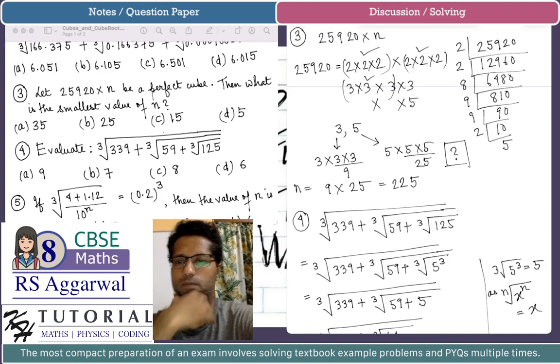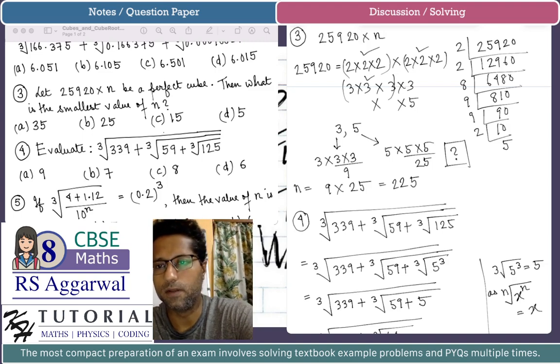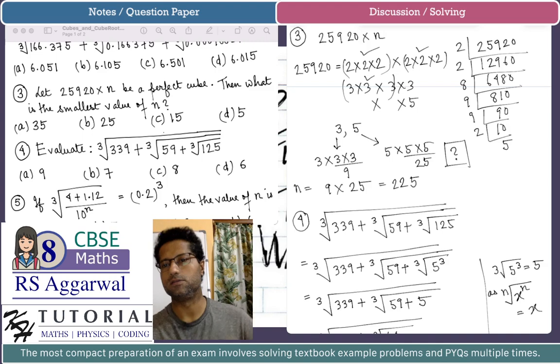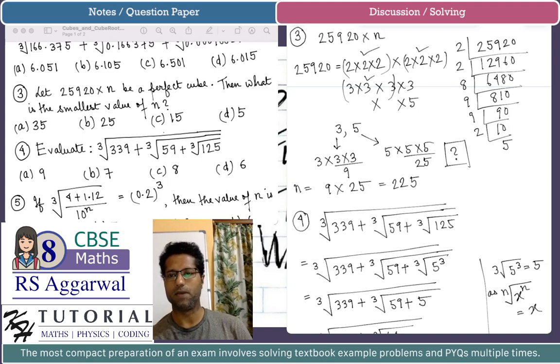So the prime factorization becomes, we can see three 2's, that makes the first triplet, and we also see 8. 8 means 2 into 2 into 2, that makes the second triplet, and we can see two 9's. So two 9's is 3 into 3 into 3 into 3. So we are having one triplet, the third triplet of factors of 3. So one 3 is left behind, and we are having again 5. So 3 and 5 are the prime factors which are left behind, that is, they are not part of any triplet.